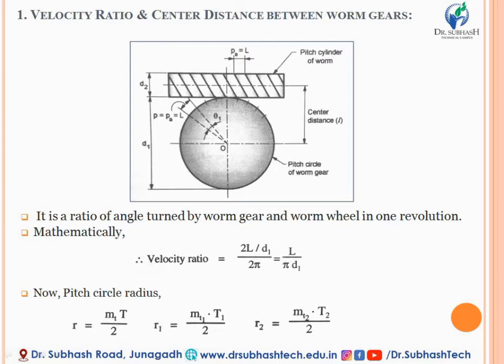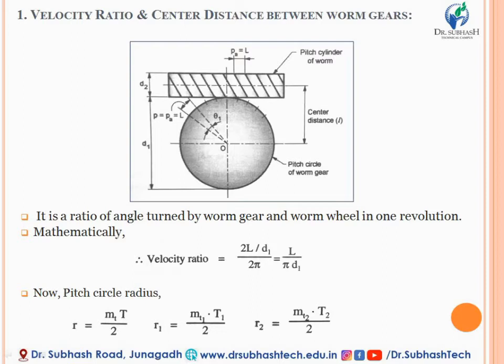Now it is very important to have the velocity ratio relation and the distance between the centers of worm as well as worm wheel. So we are going to start the derivation of the velocity ratio. Velocity ratio is the ratio of the angle turned by worm and worm wheel in one revolution. That means by giving one entire revolution of 360 degrees, the angle turned by the worm divided by the angle turned by the worm wheel indicates the velocity ratio.